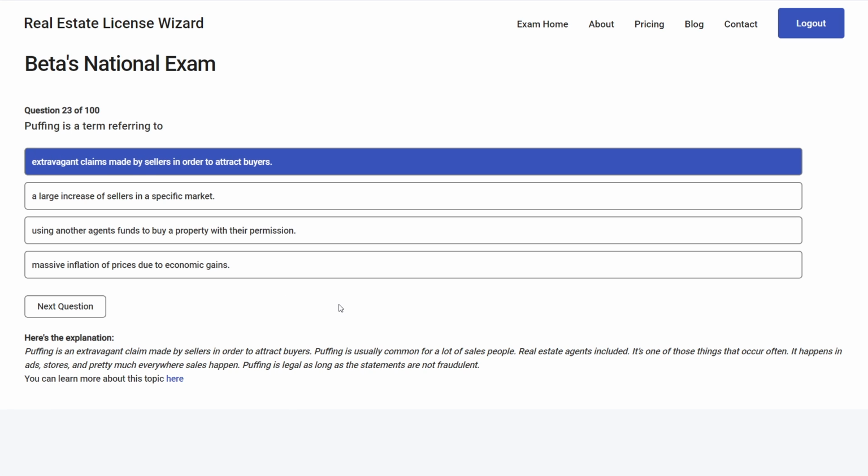It's pretty common for salespeople. It's not fraudulent though. That's one of the big questions. People get that mixed up, especially when you're talking about antitrust laws, things like that. But puffing is not fraudulent. It's just being overly salesy, making, again, extravagant claims.